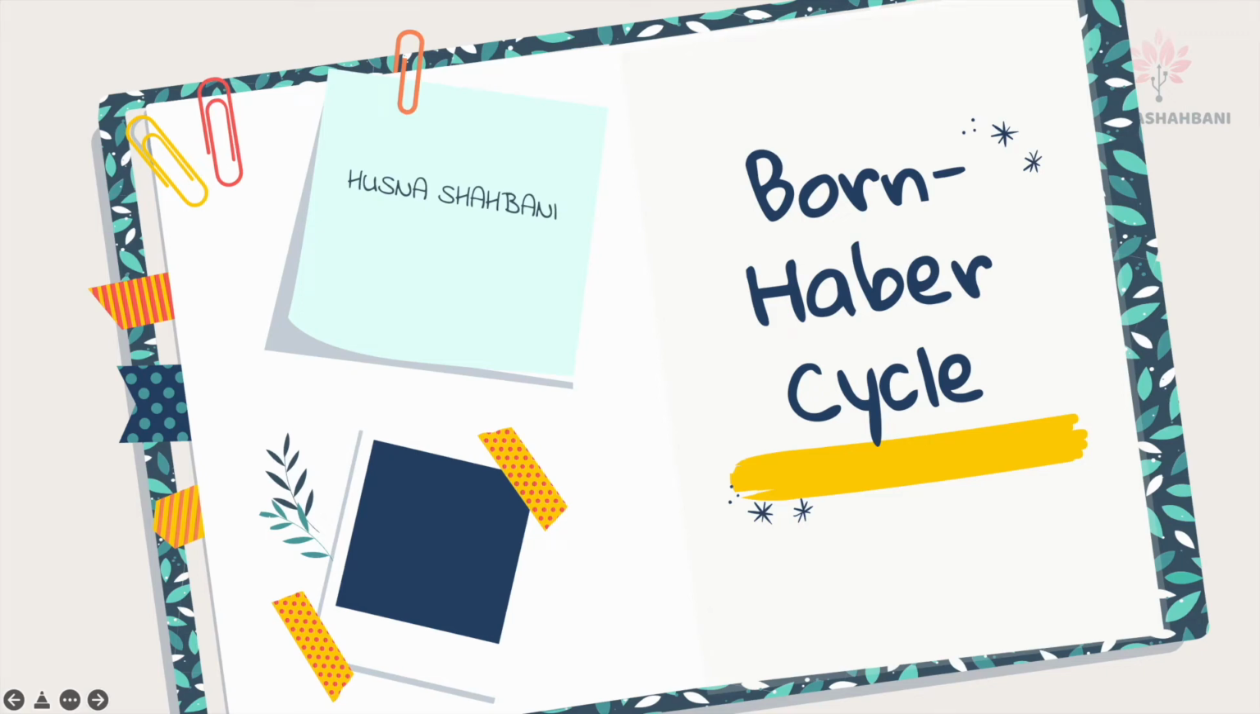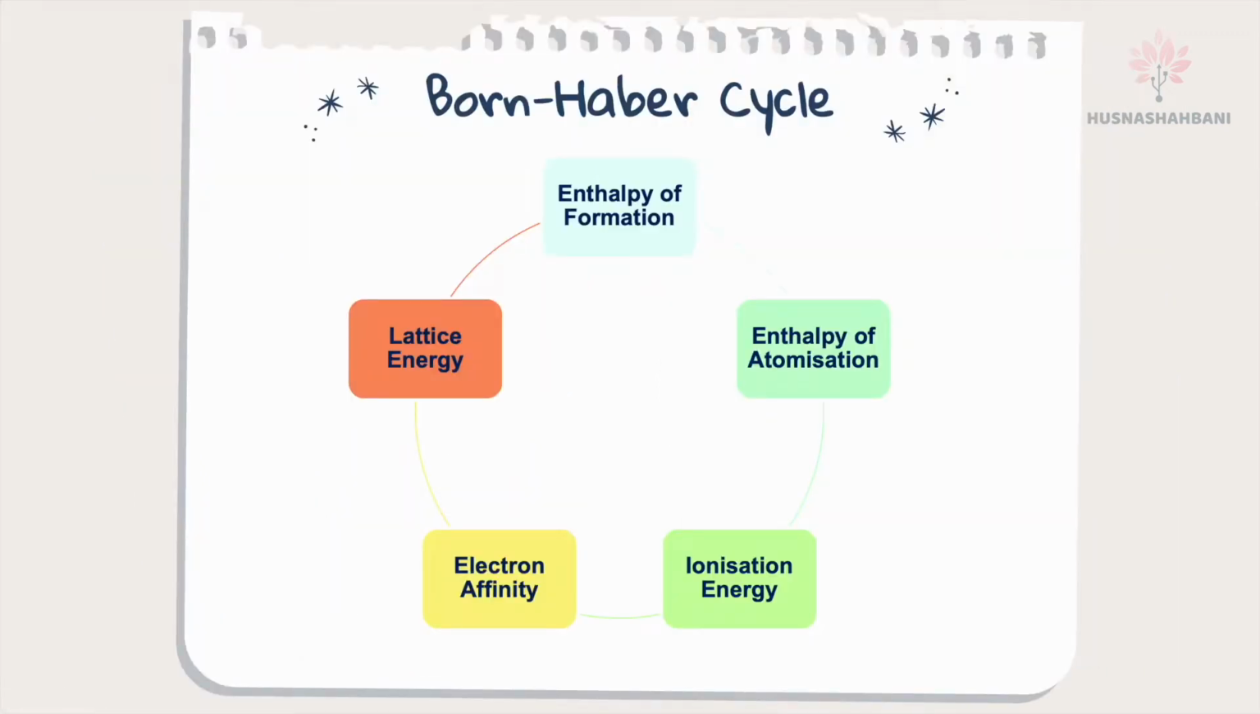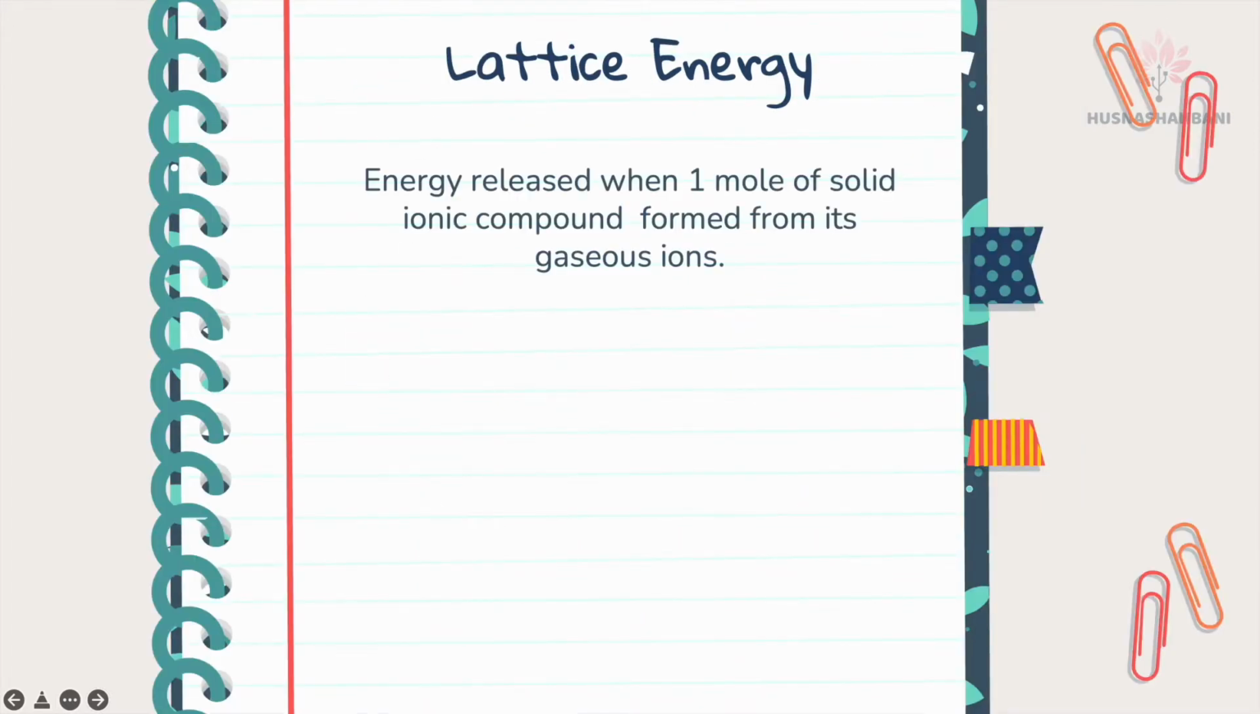Born-Haber cycle. Usually a Born-Haber cycle consists of enthalpy of formation, enthalpy of atomization, ionization energy, electron affinity, and lattice energy. Lattice energy means energy released when 1 mole of solid ionic compound is formed from its gaseous ions. So the gaseous ions are the reactants, and the solid ionic compound is the product.